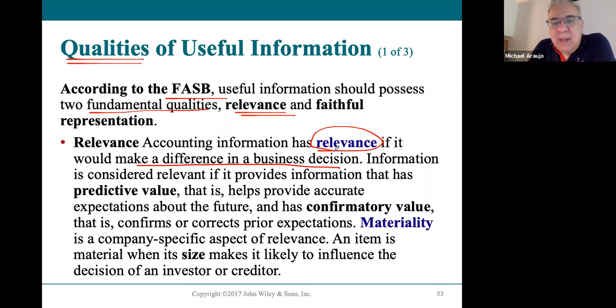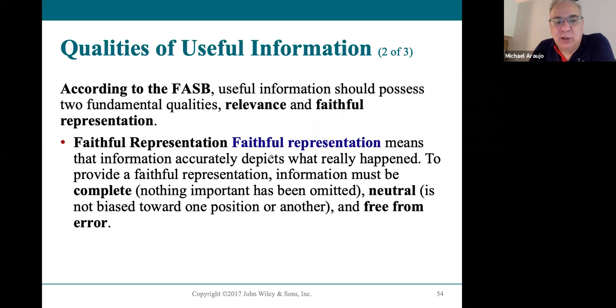Relevance is also, again, there's a couple of other terms that are used here, such as materiality, meaning that something's material when it's relevant, and it would make a huge difference in the decision-making of the company because it's heavily financial.